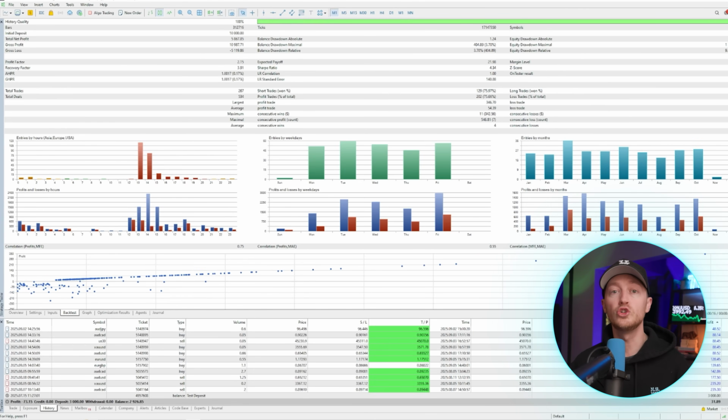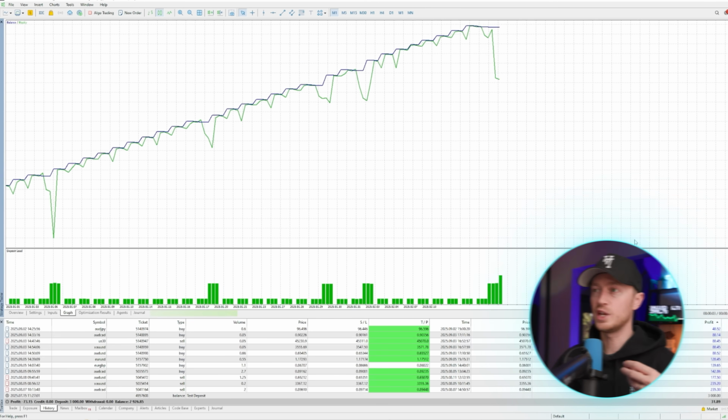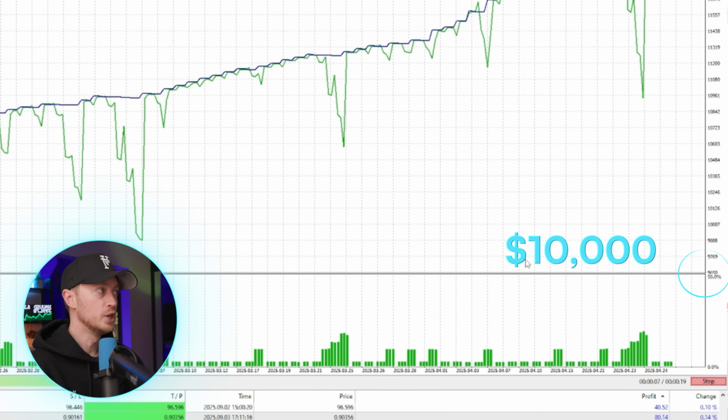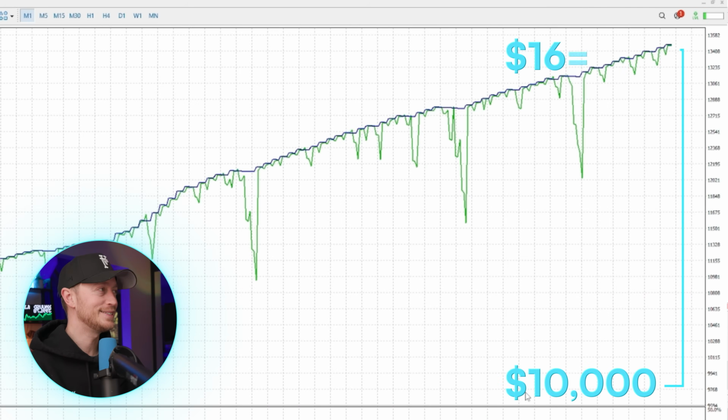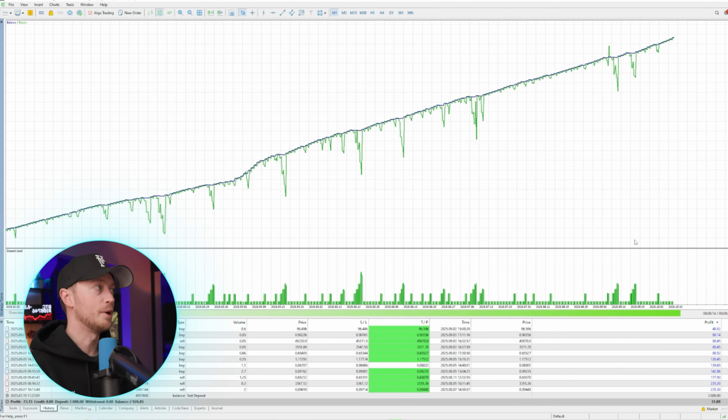Let's start here with the trading performance before I teach you my 1-minute scalping strategy in full. So, let's start a backtest here. You can see this is just a 2025 backtest starting with $10,000, and it goes up to around $16,000 using my 1-minute scalping strategy I'm about to teach you.